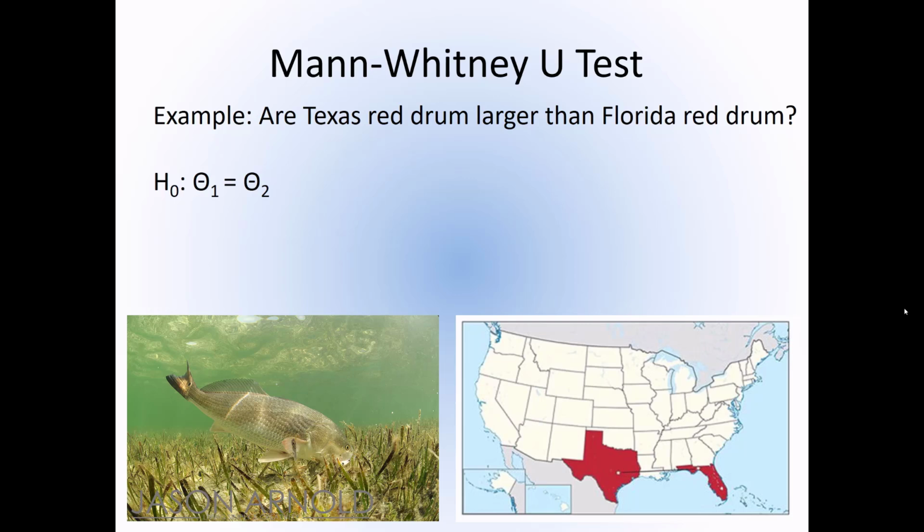Now, in this particular case, we're believing that the fish over on our side of the Gulf are larger than those in Florida. And so our alternative hypothesis is that Texas red drum are larger, meaning the median will be larger than those of the red drum in Florida. And so we're going to use a one-tailed test. This is going to influence the table that we're using and our test statistic.